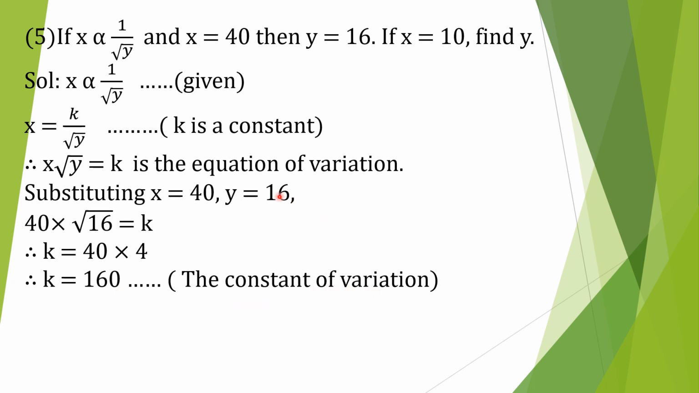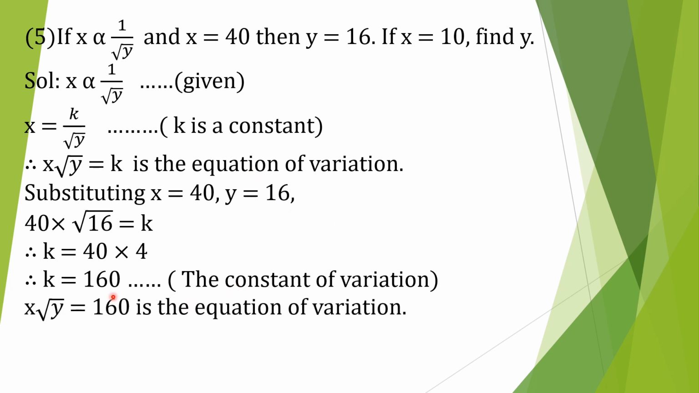So again, let's frame our equation of variation. Therefore, x into under root y is equal to 160 is the equation of variation. Now by using this equation of variation, we can find the value of y when value of x is given as 10. So we'll write down, substituting x equal to 10 in equation of variation, you'll get 10 into under root y equal to 160. Now this 10, you'll bring it to right hand side, it will divide.